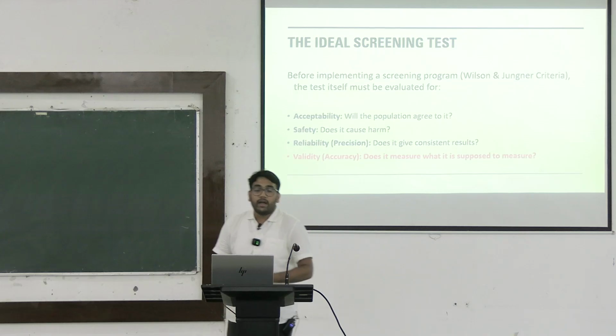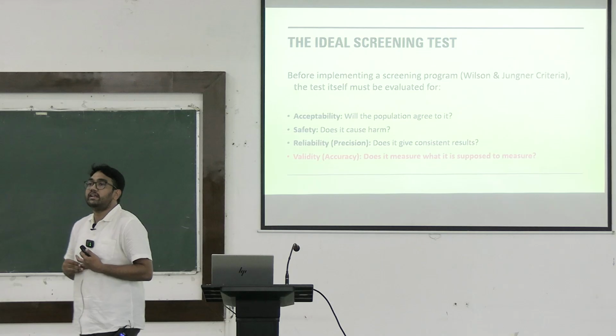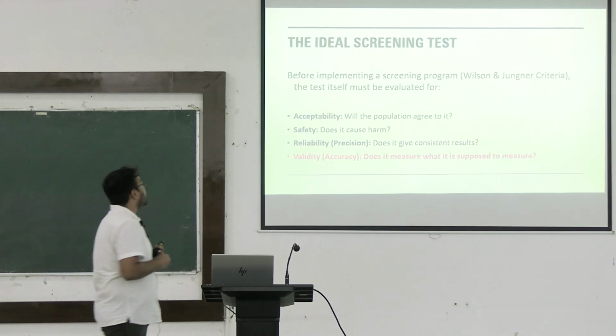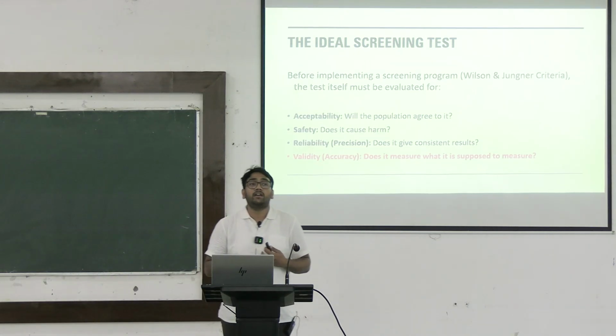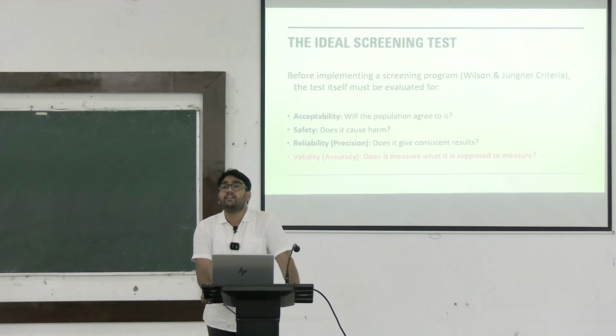So moving on, as we discussed already in the last class, what are the characteristics of an ideal screening test. Now we know that an ideal screening test, the test characteristics are that it must be acceptable. So what is acceptability? Acceptability means when I am giving it to the population, will the people agree to being subjected to that particular test, right? Next is safety, whether the test itself is causing some harm or not, right?